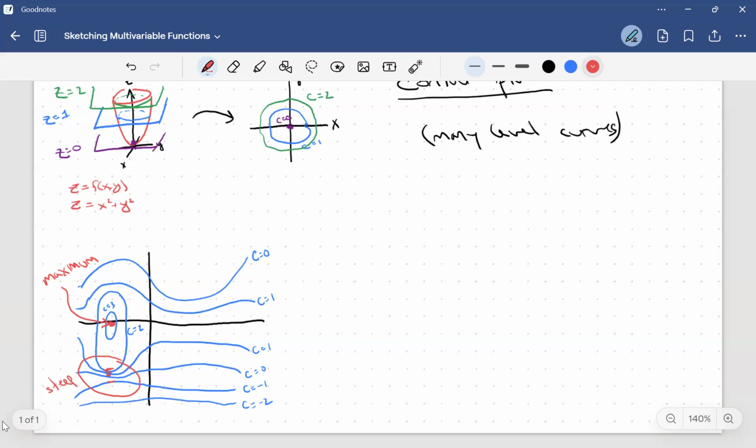So in this way, we can look at these contour plots and better understand our multivariable function. This is just one example of several techniques that we can discuss of visualizing multivariable functions, and we'll get into more of them in the future.